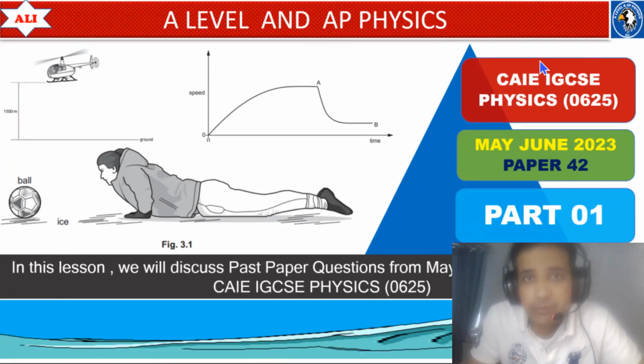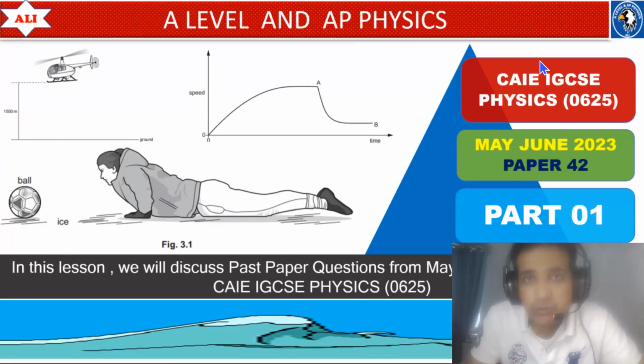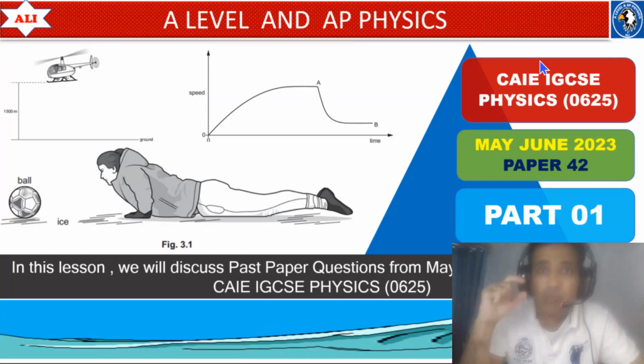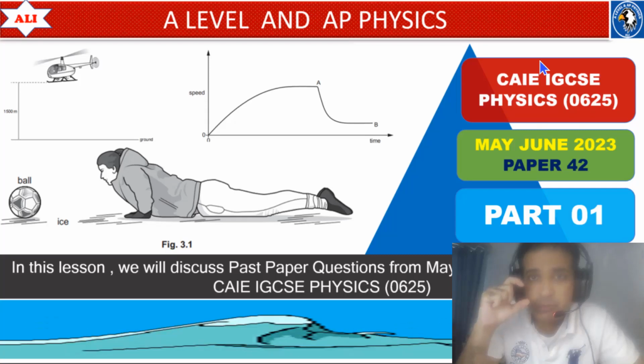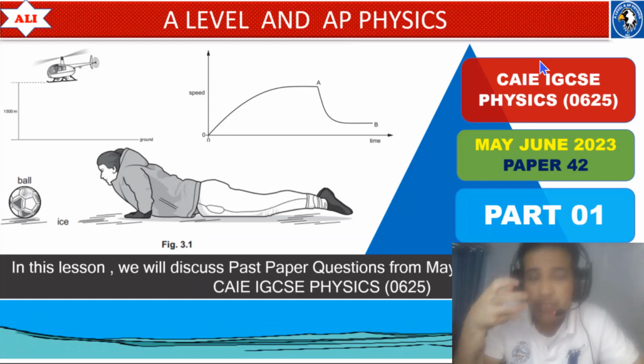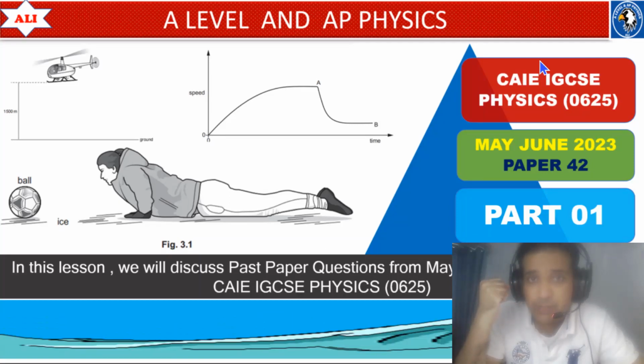In today's lesson, we will discuss past paper questions from May June 2023 paper 4 variant 2 for Cambridge IGCSE Physics. We will discuss these questions in detail so you can improve your conceptual understanding of these topics and also have a better understanding of these exam questions.